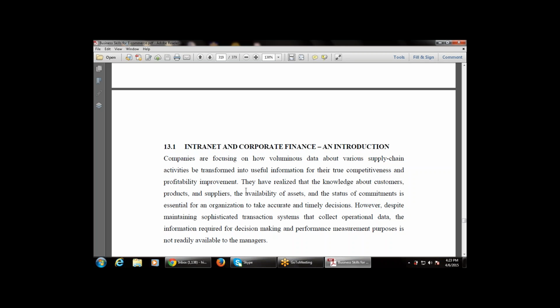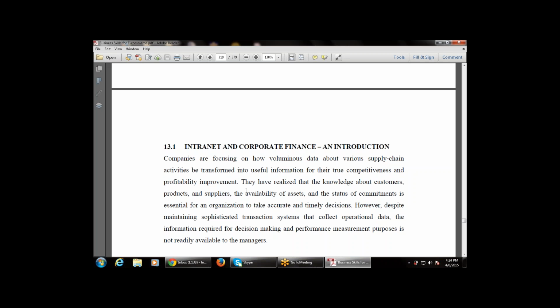They have realized that knowledge about the customers, products, suppliers, the availability of assets, and the status of commitments is essential for an organization to take accurate and timely decisions. So these are the various policies that are used, and it is realized that this knowledge is essential for the organization.